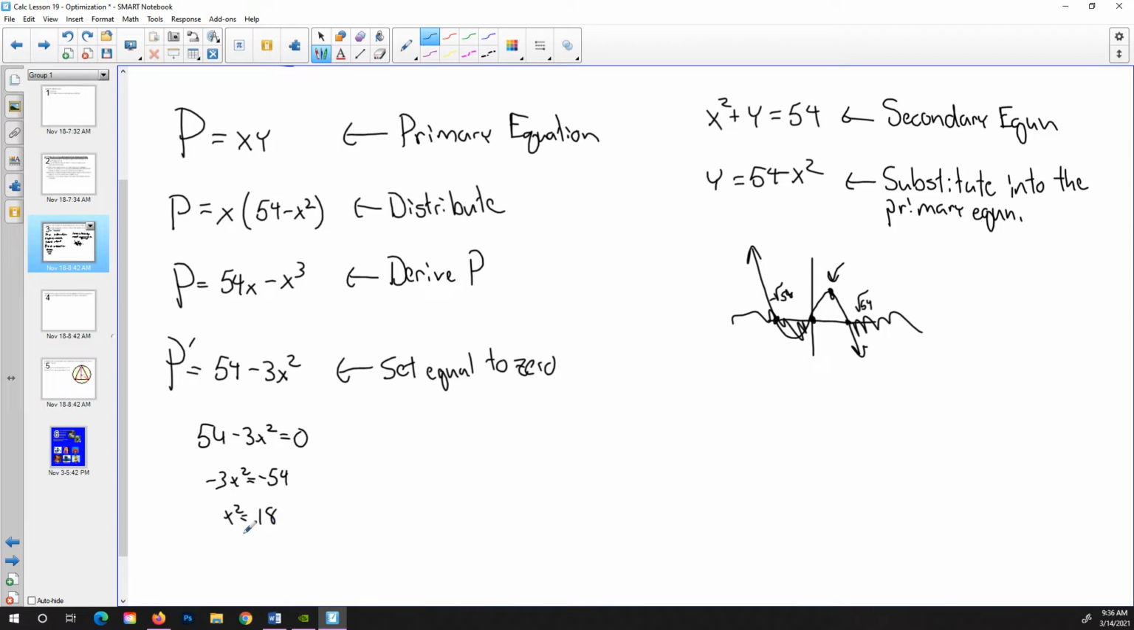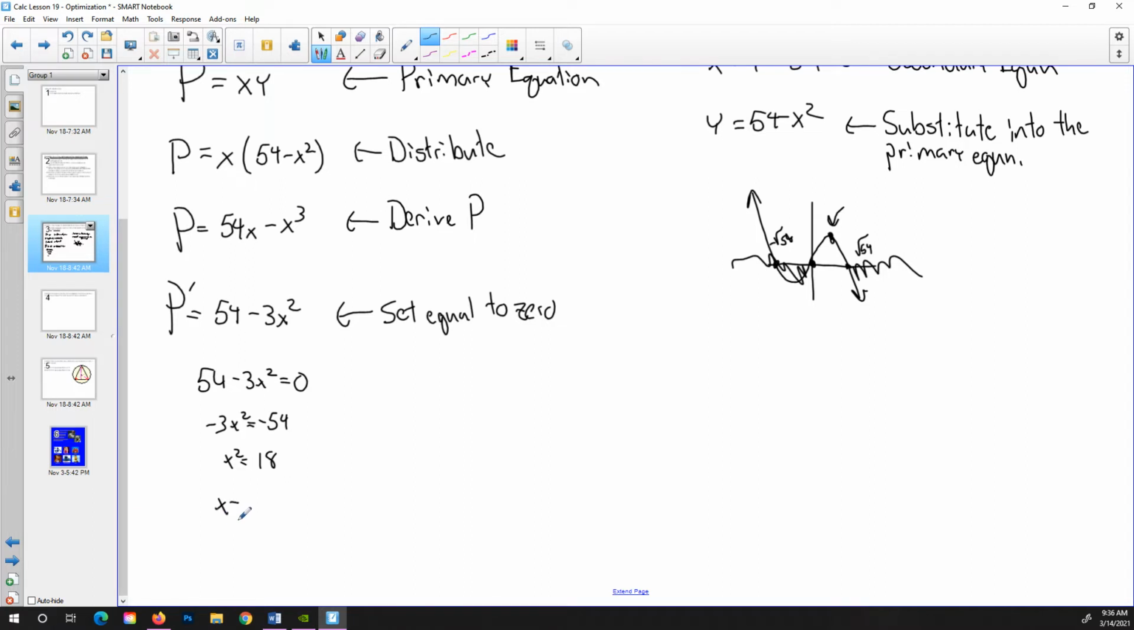And so if I take the square root of both sides, I get x equals plus or minus the square root of 18. Now, we already know that there's got to be 2 values for x that make it equal to 0. There's one over here, and then there's one over here. And we want the positive one because the negative one doesn't make sense. So we're going to say that x is equal to positive square root of 18. Now, square root of 18, you can factor out a 9, and you can say that is the square root of 9 times 2. So my x is going to equal 3 square root of 2. All right? And so that's my x value.